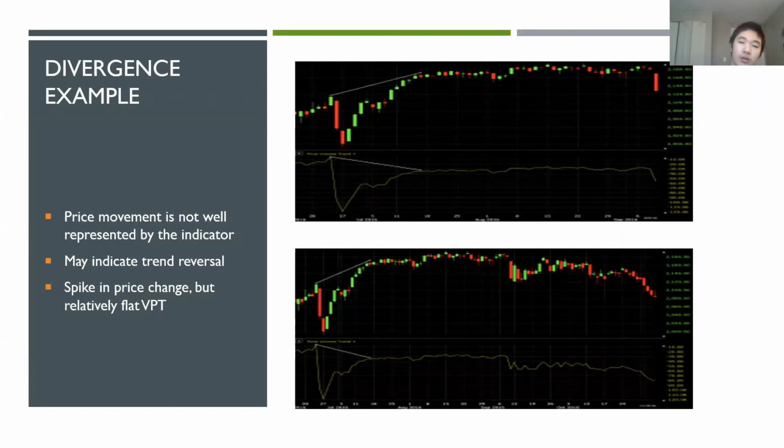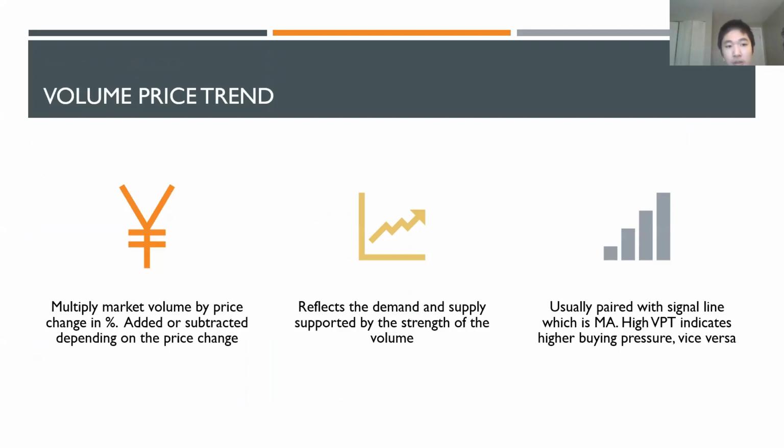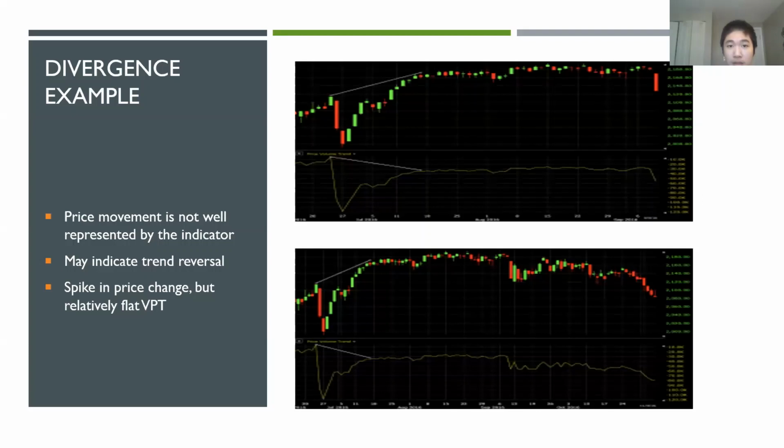So if you look at the example here, a divergence example, looking at the chart above, the price is relatively increasing, but there is a specific period where it dipped really bad. And again, it's also represented by the volume price trend because, back to the definition, there has been a negative price change.